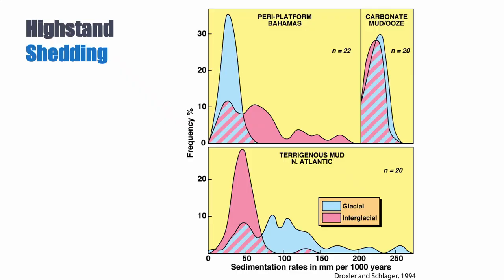And we can demonstrate this by looking at the export of sediments in basins. So here's a very famous paper by Droxler and Schlager in 1994. And let me explain what's on that graph. So on the vertical axis, we have the frequency of sedimentation rates in percentage.